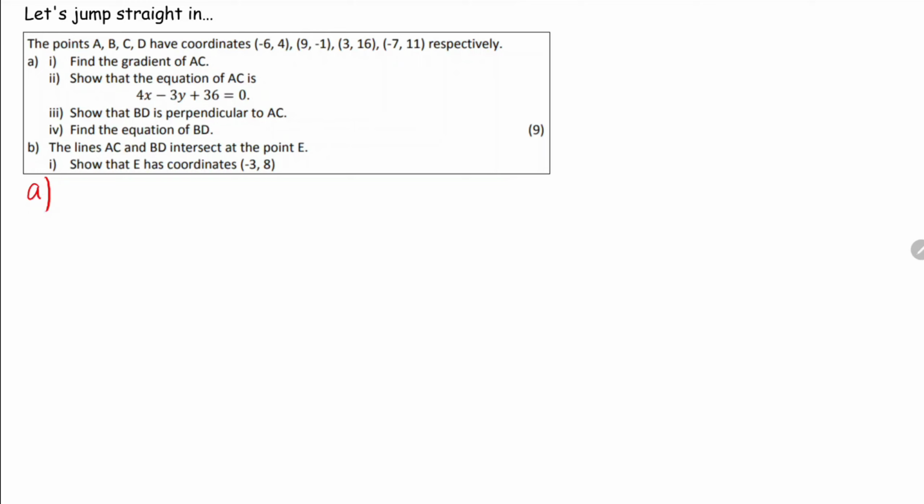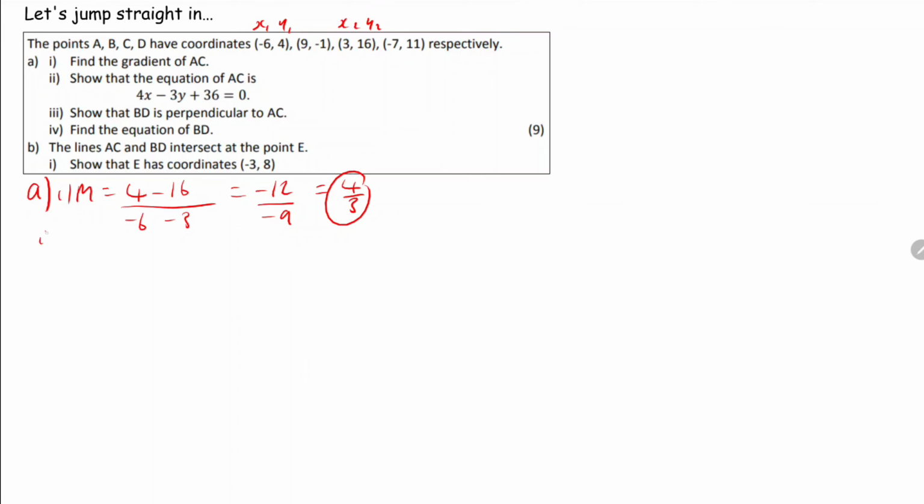So for part A, the gradient of AC, if we call A our x1 and y1 and C our x2 and y2, we're going to find the gradient first. So our gradient is equal to change in y divided by change in x. So 4 minus 16 over minus 6 minus 3. 4 minus 16 is minus 12. And minus 6 minus 3 gives us minus 9. Negatives will cancel to give us a positive. They can both be divided by 3, which gives us a gradient of 4/3.